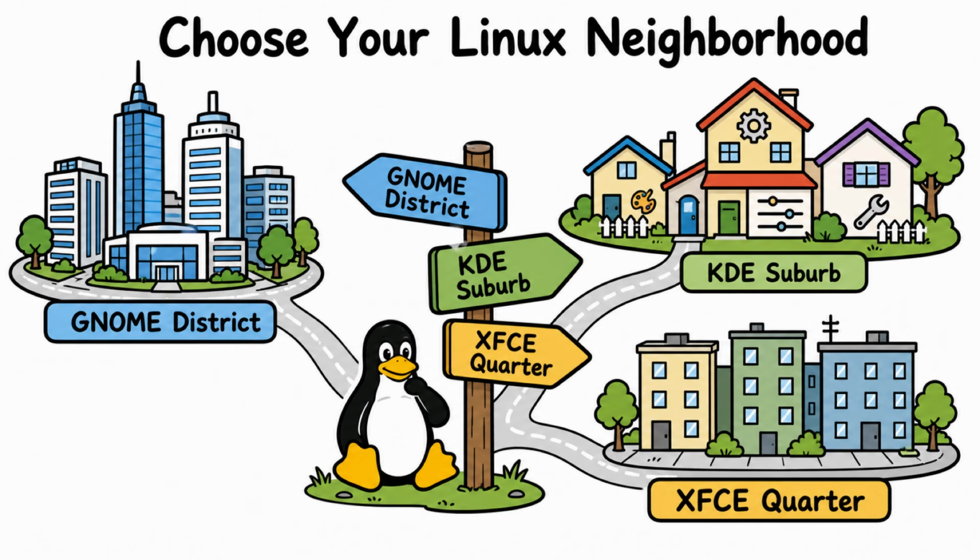Here's a fun way to think about it. If Linux were a city, the desktop environment is the neighborhood you live in. GNOME is the trendy downtown loft, sleek and focused. KDE is the suburb where you can customize everything, from the shape of your mailbox to the color of your driveway. XFCE is the efficient little flat. No frills, but everything works fast and smoothly. Different neighborhoods, same city. That's the beauty of Linux.